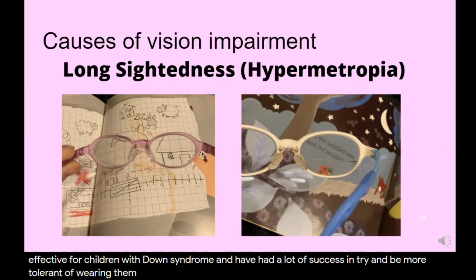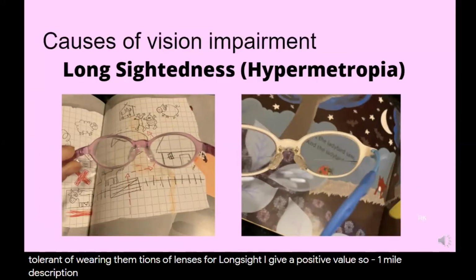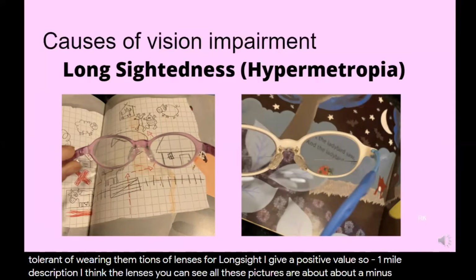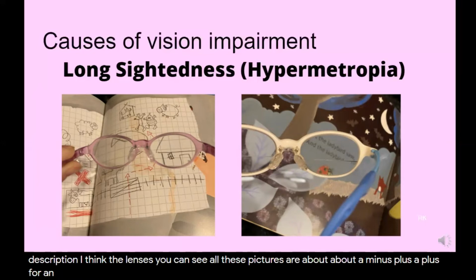The prescriptions of lenses for long sight are given a positive value. So +1 would be quite a mild prescription. I think the lenses you can see in these pictures are about a +4 and a +3, I think. But as you can see, they make the image larger.